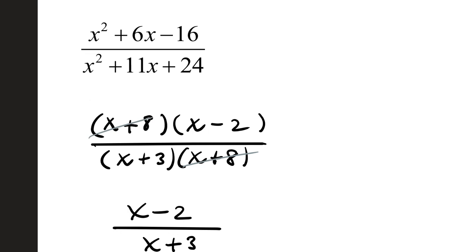In the denominator, we can factor with x plus 3, x plus 8. 3 and 8 have a sum of 11 and a product of 24. We notice that there's common factors of x plus 8 in the numerator and denominator, so cancel those out. Your remaining factors are x minus 2 on top, x plus 3 on bottom.